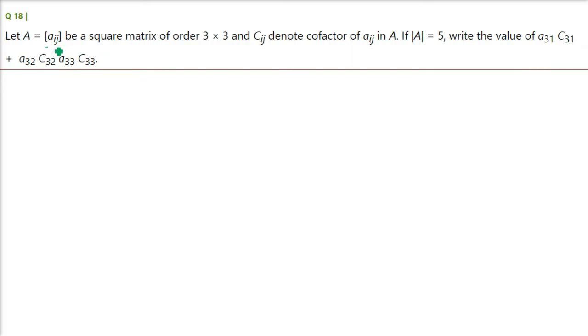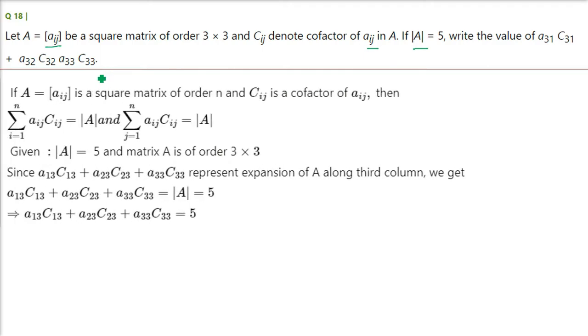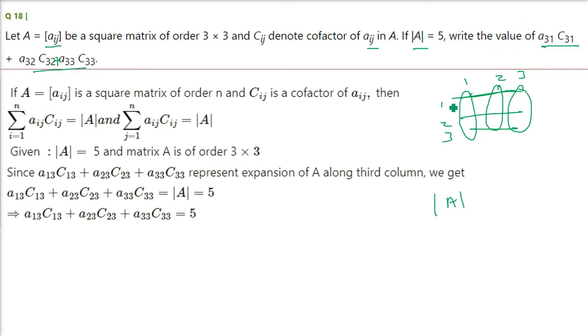Let Aij be a square matrix of order 3 by 3 and Cij denote the cofactor of Aij in A. If the determinant of A is equal to 5, write the value of A31 C31 plus A32 C32 plus A33 C33. Now the simple explanation is, whichever way you take the determinant is going to be the same value. Any row you take to open the determinant, any column you take to open the determinant, the value of the determinant will not change. Since the determinant is already given as 5, either way the determinant is going to be 5 always, right?